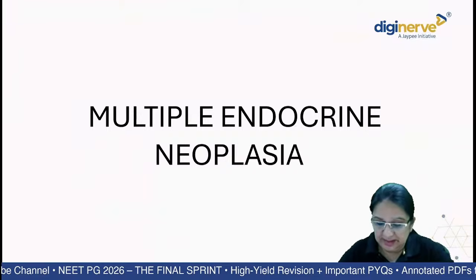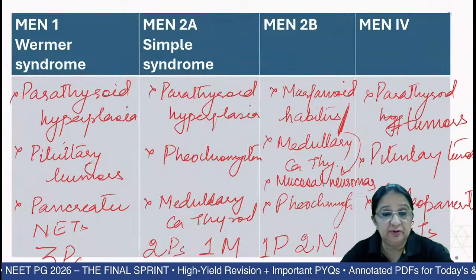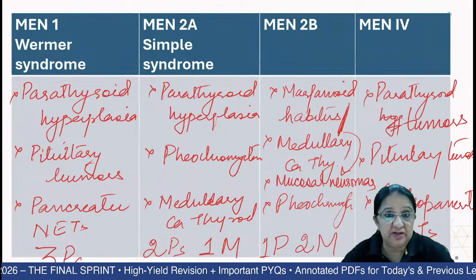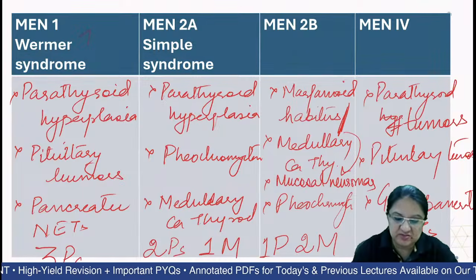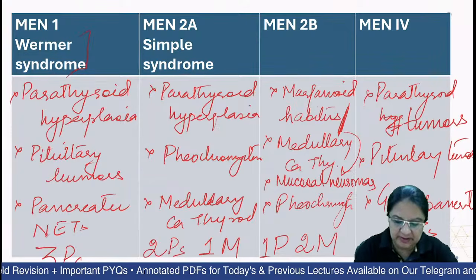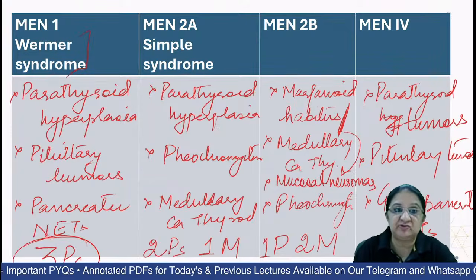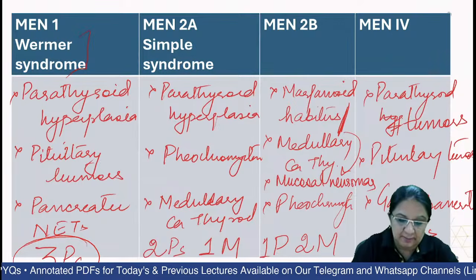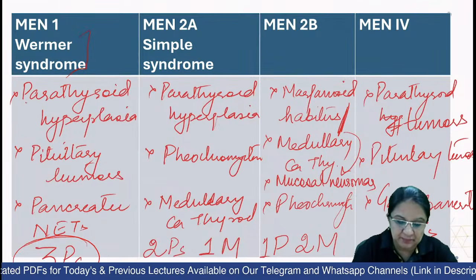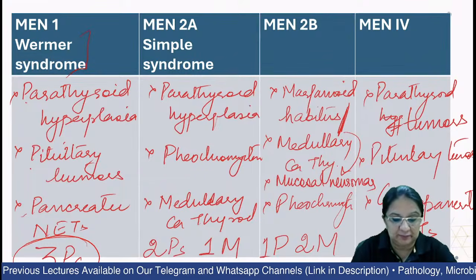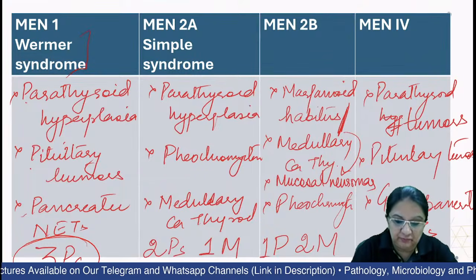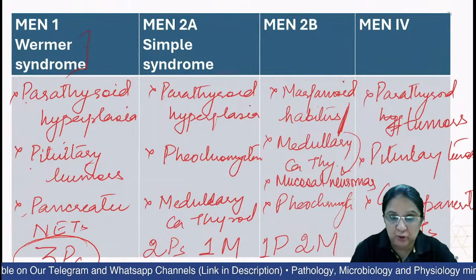Now, coming to MEN, very quickly, I'm telling you the types of MEN. We have MEN1, MEN2A, 2B, and MEN4. MEN1 also known as Wermer syndrome. Remember here, 3 Ps. What are the 3 Ps? Parathyroid hyperplasia, pituitary tumor, pancreatic neuroendocrine tumor. Right? MEN1, Wermer syndrome.